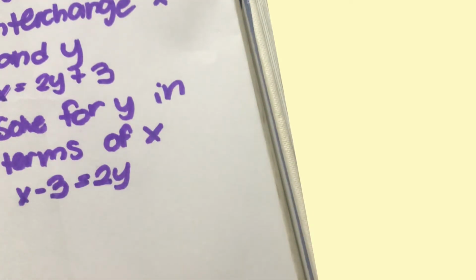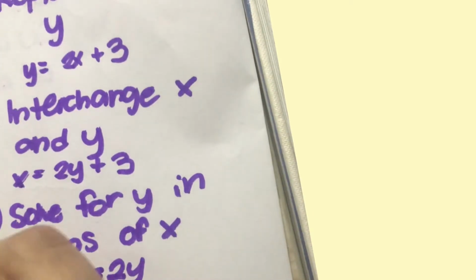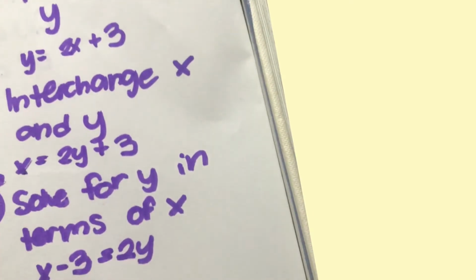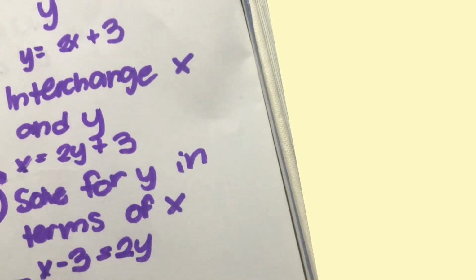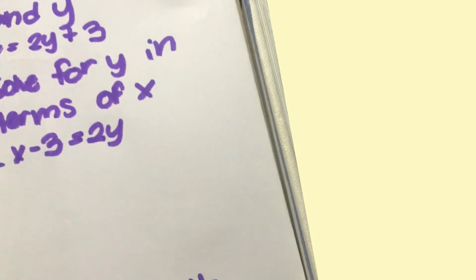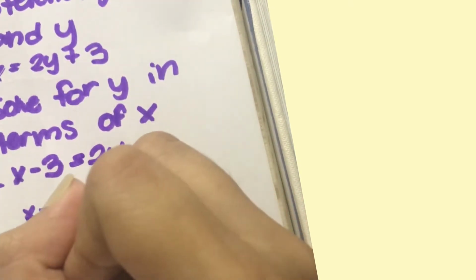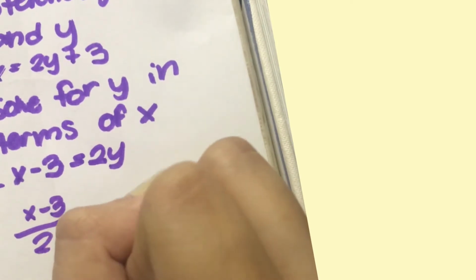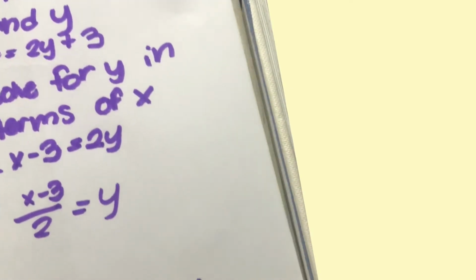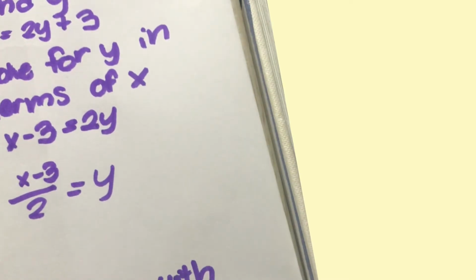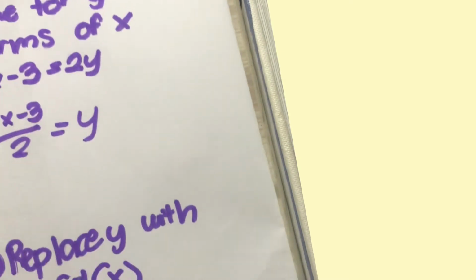So x minus 3 is equal to 2y. Take note that what we did is that we moved the 3 from the right side to the left side. So that will be x minus 3 already. Okay, now we divide both sides by 2 so that we can cancel out the 2 from the right side, leaving us with y is equal to x minus 3 over 2.